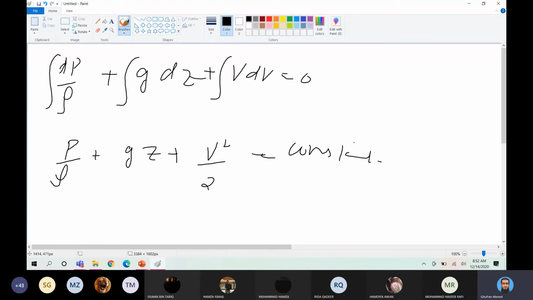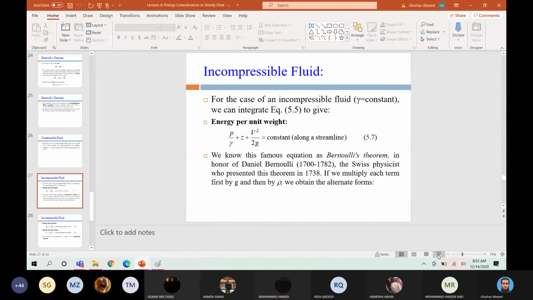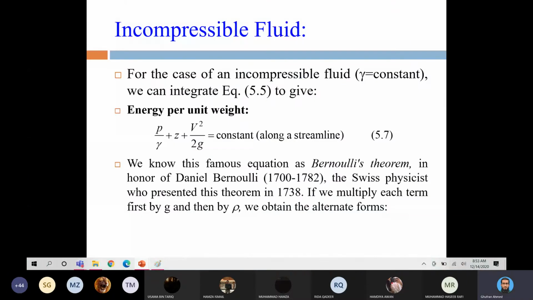And if you further simplify this, divide whole terms by g. So this will cancel, and this becomes gamma. So our final result is P over gamma plus z plus v square over 2g is equal to constant. So this is our final Euler's equation for incompressible flows. Incompressible fluid.